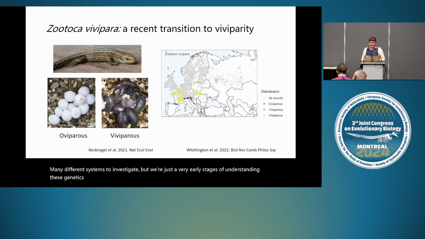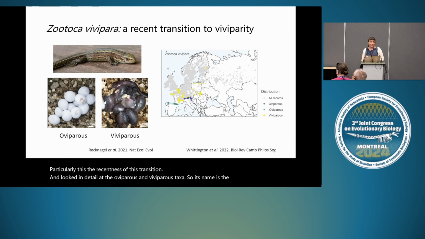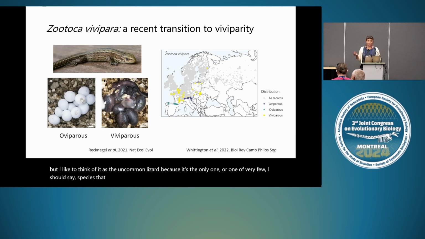The species I'm talking about today is the common lizard, Zootoca vivipara, and it has a recent transition to viviparity from oviparity, probably the youngest transition within a species. Some work done by Hans some years ago showed the recentness of this transition and looked in detail at the oviparous and viviparous taxa. Its name is the common lizard, but I like to think of it as the uncommon lizard because it's one of very few species that has genetically fixed oviparous and viviparous lineages within a single species. It's distributed across Eurasia.